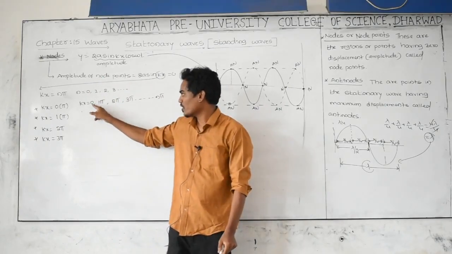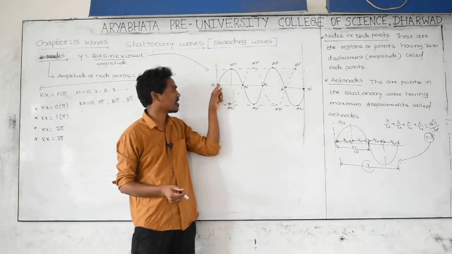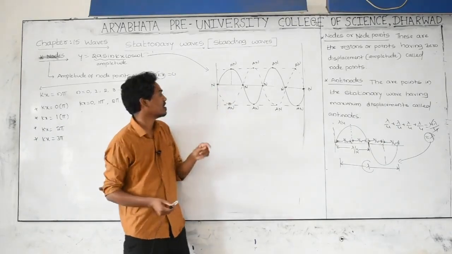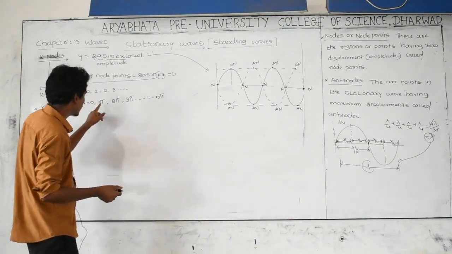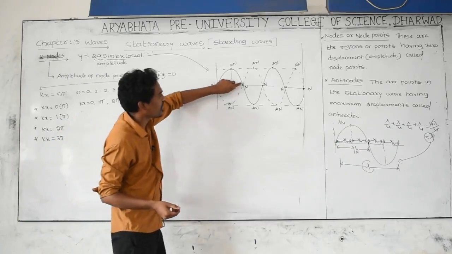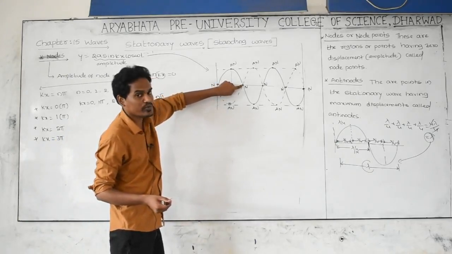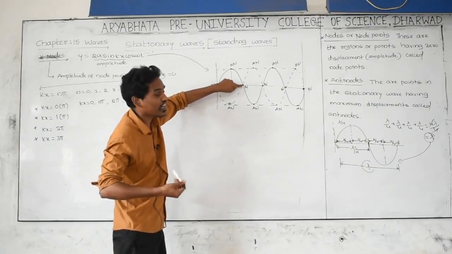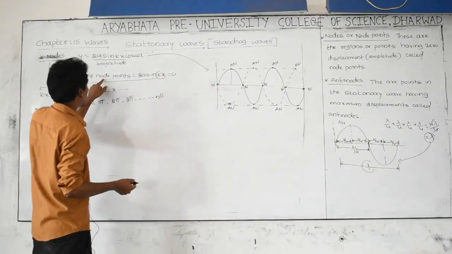Getting it? 0 degree. Where is 0 degree? Yes, here is 0 degree. What is the angle here? 0 degree. Then what is the displacement here? 0. Then is it a node or anti-node? Yes, it is a node point. And go to 180 degree. Where is 180 degree? Here, 180 degree. What is the displacement here? 0. 0 displacement means, is it a node point or anti-node point? Again it is a node point.